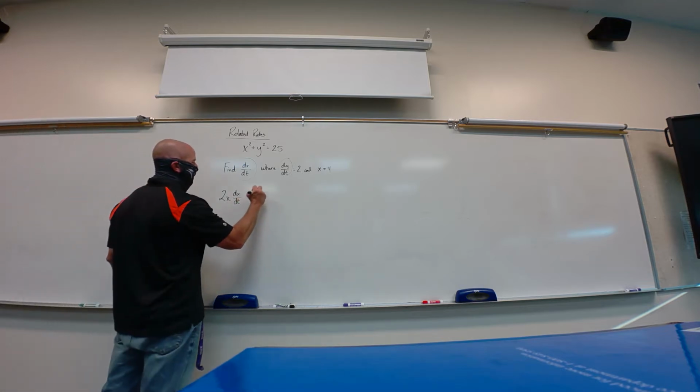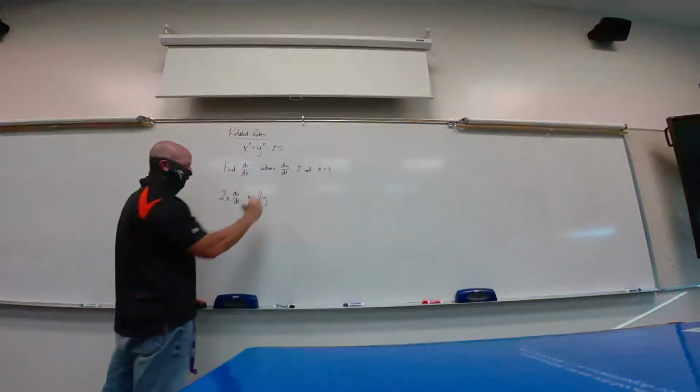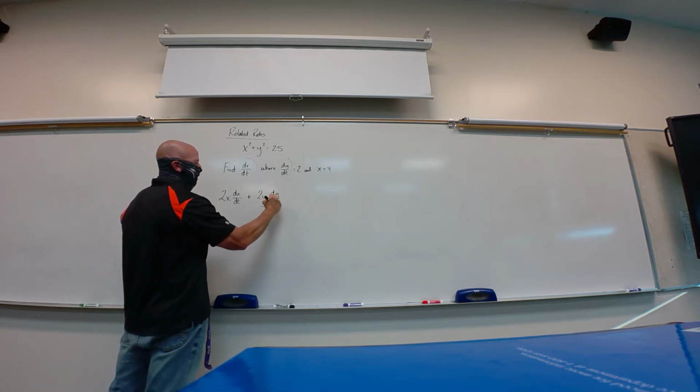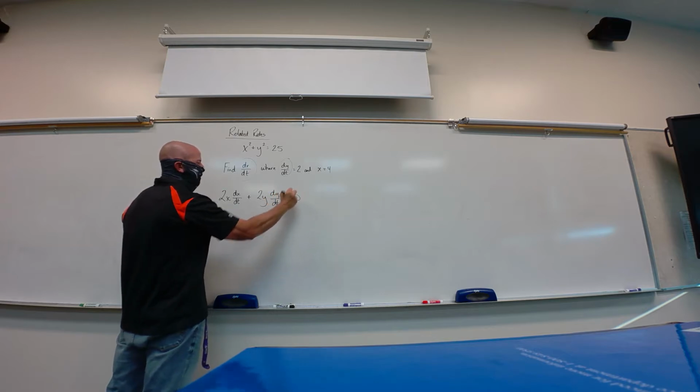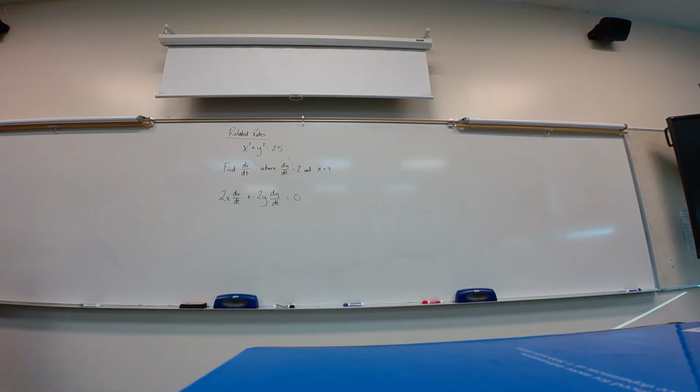Plus, everybody agree, 2y for the y squared? dy/dt equals 0. It's still a constant over there. It wouldn't matter if you put a dt underneath, it's still 0 times it. Are you okay there? All right, now we're looking for dx/dt.